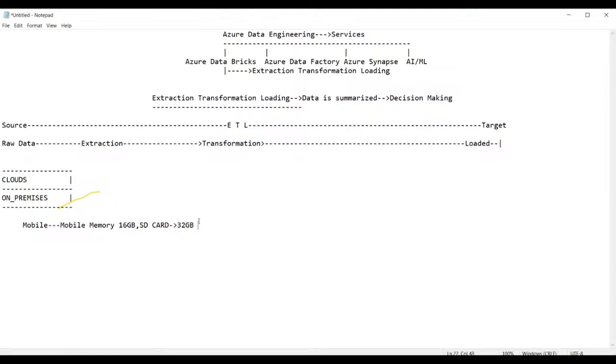So now tell me, in total what is the amount of memory you have in your mobile phone now? 32 plus 16. Guys, tell me now. 32 plus 16 means what? 48 GB. Very good. So totally, you can store up to 48 GB in your mobile phone along with the SD card.